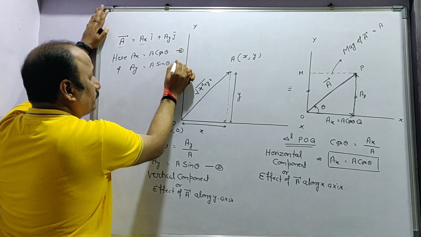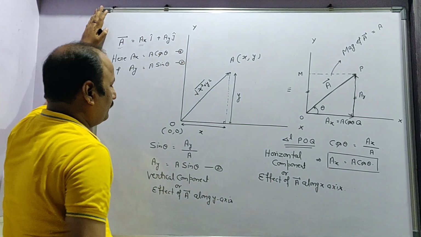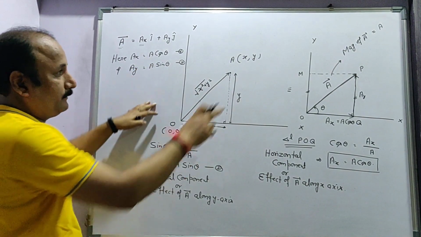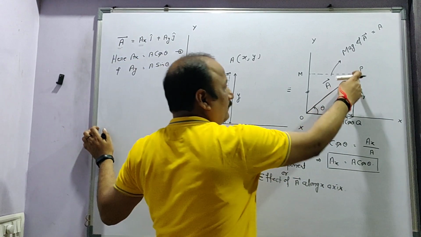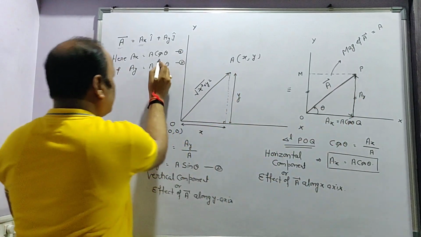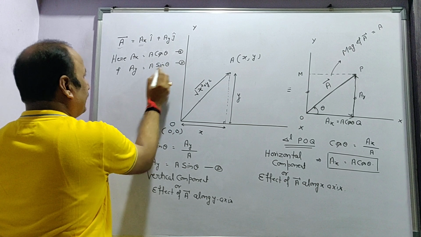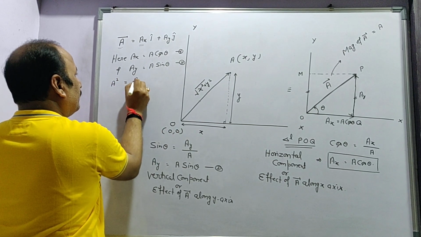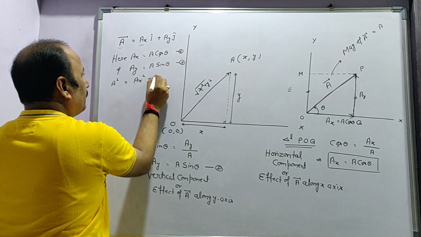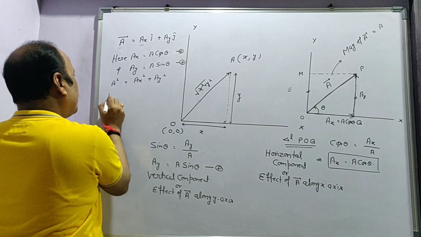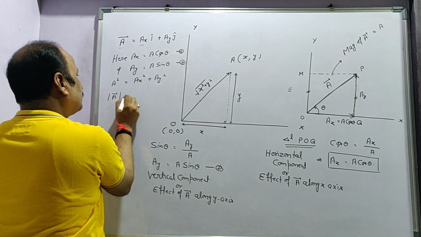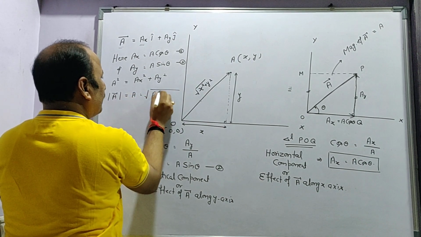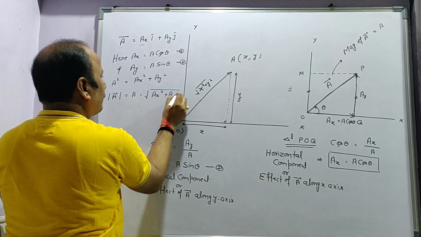Let us take this as equation 1, this one is 2. Now if we want the magnitude of this vector A, just take Pythagoras theorem, or just square these two equations and add. So we get A square equal to Ax square plus Ay square. So the magnitude of vector A, which is equal to A, is equal to square root of Ax square plus Ay square.